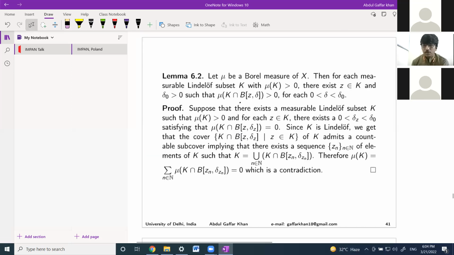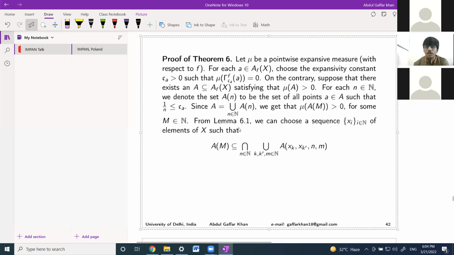The proof is based on the method of contradiction. If this is not true, then we can find a sequence which admits a countable subcover, and K can be written as the union of those sets, and each set will have measure 0, which will imply the measure of K will be 0, which is a contradiction. So finally, to prove this, we will use our two lemmas in the following way.